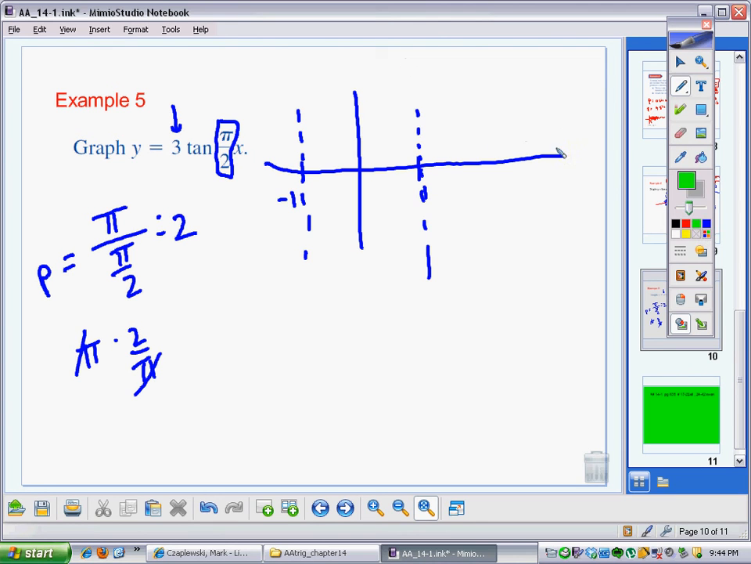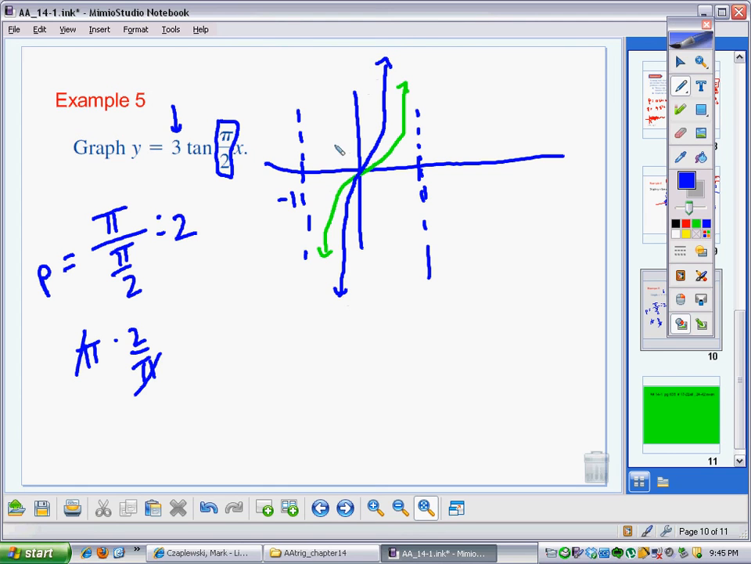I'm going to draw it in green, and then I'm going to try and draw over it. It kind of goes like this and goes like this. However, the 3 stretches it, like the way we normally put numbers in front of functions that stretch it, so it makes it a little bit taller. I'm not going to be picky on that, but it's going to kind of look like that.